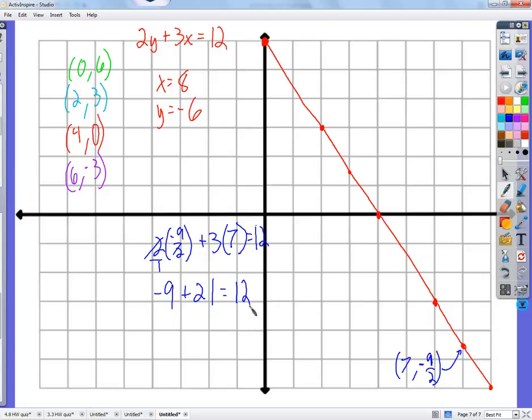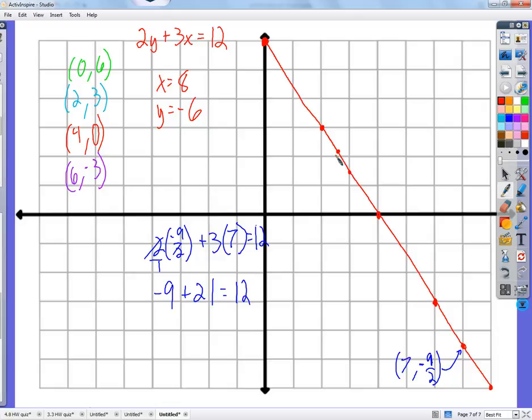Okay. The significance of this point is that if you put this in for x and this for y, it makes the equation true. When we have a value of x and a value of y that we plug into the equation and it's true, what do we call that? X and y. A solution.